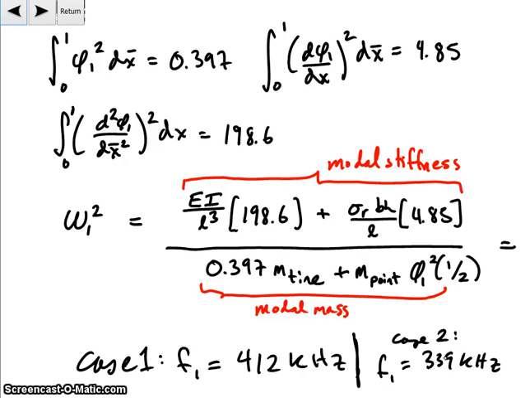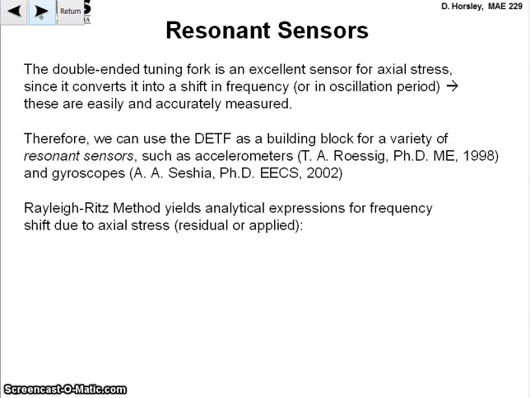Now, sometimes when we're using these tuning forks, we actually want to use them as strain sensors. The idea is that this right now we're thinking about as a residual stress, but basically any axial stress here will change the modal stiffness. As we increase this axial stress term, modal stiffness goes up, and that changes the resonant frequency. So we can use the frequency as a measure of extension.